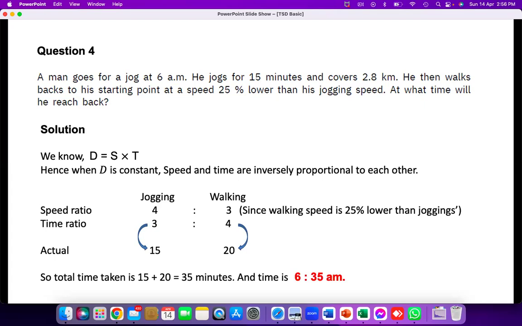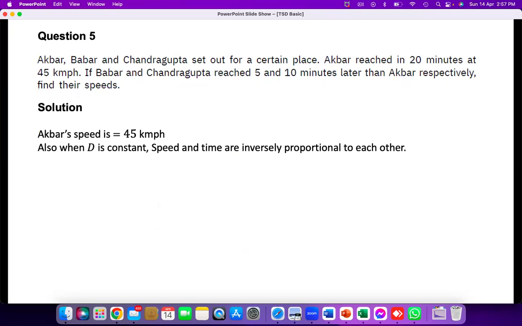Good. So 6:35. Tushar, is this clear? Yes, sir. These are very basic questions for foundation. Okay, these are not GMAT questions.